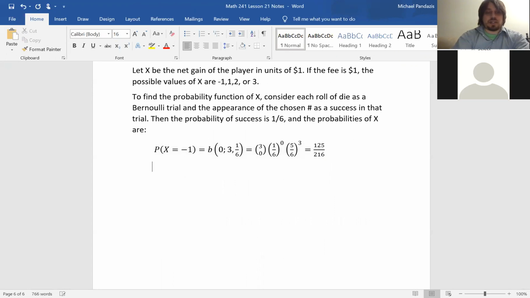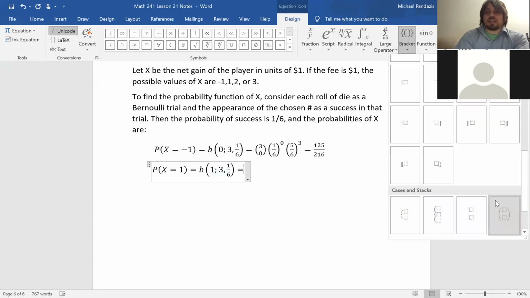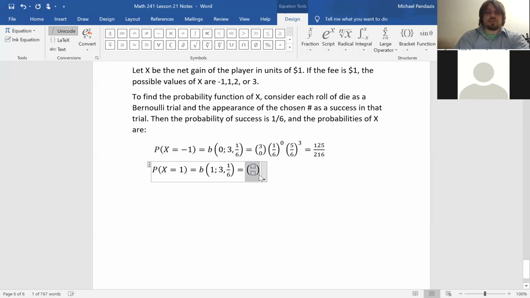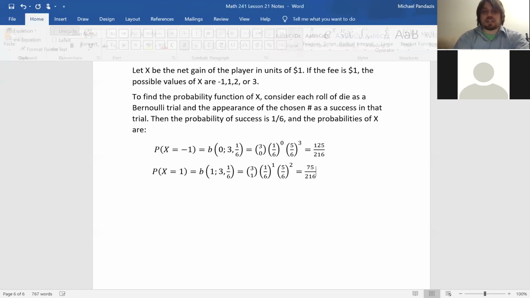Okay, next is the probability of X equaling one. The probability that X equals one is the probability that you have one success in three Bernoulli trials, where the probability of success is 1/6. So you have three Bernoulli trials, you have one success out of the three to choose from. You have 1/6 to the first, one success, and 5/6 failure, and you're going to fail twice. You calculate that and you get 75 out of 216.